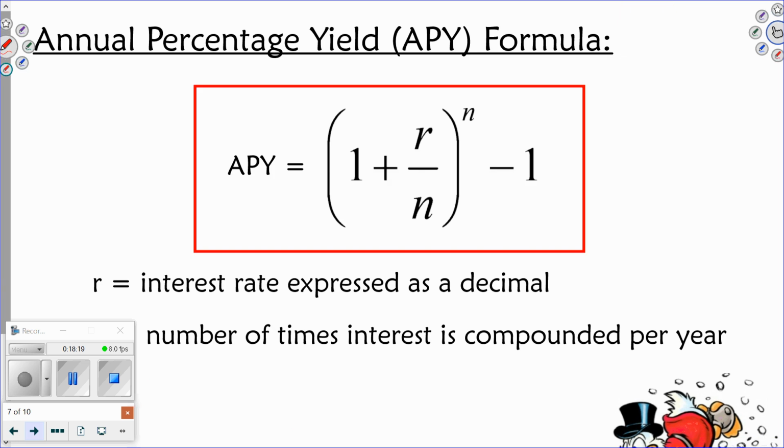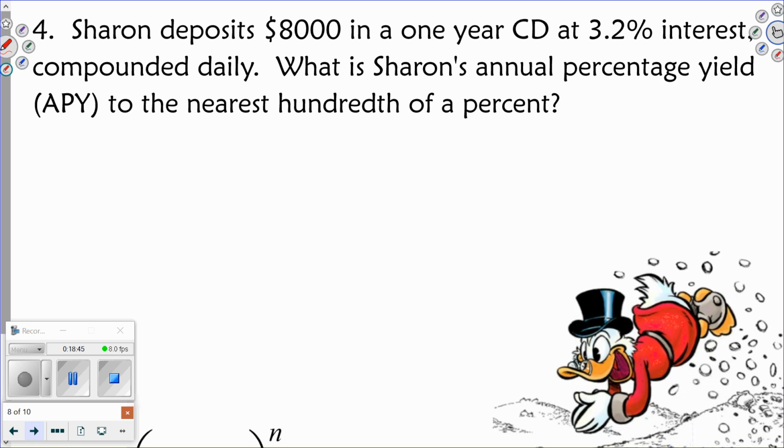All right. And then the other part, real quick, was the annual percentage yield. So this is the interest rate I need in order to earn the same amount of money with simple interest as I would using compound. So this is going to be higher, right? So there's a formula, and we, again, just plug stuff in. So you have an R and an N. It's the only variables you have. All right, so Sharon deposits $8,000 in a one-year CD at 3.2% interest compounded daily. What is Sharon's annual percentage yield to the nearest hundredth of a percent?